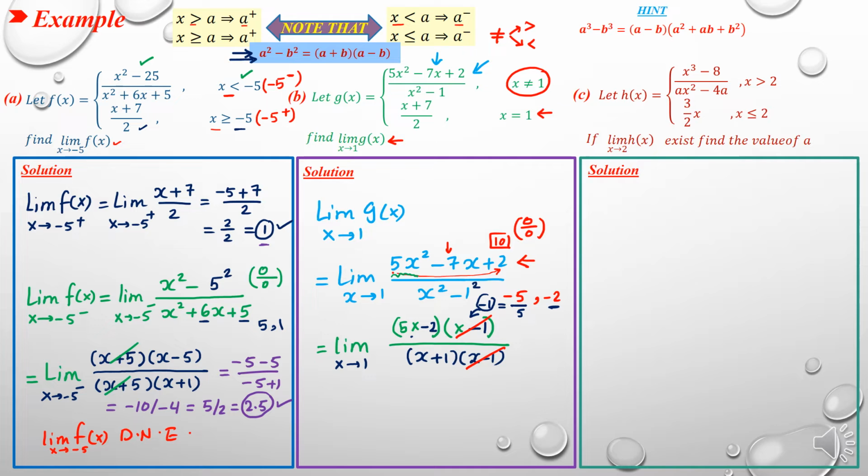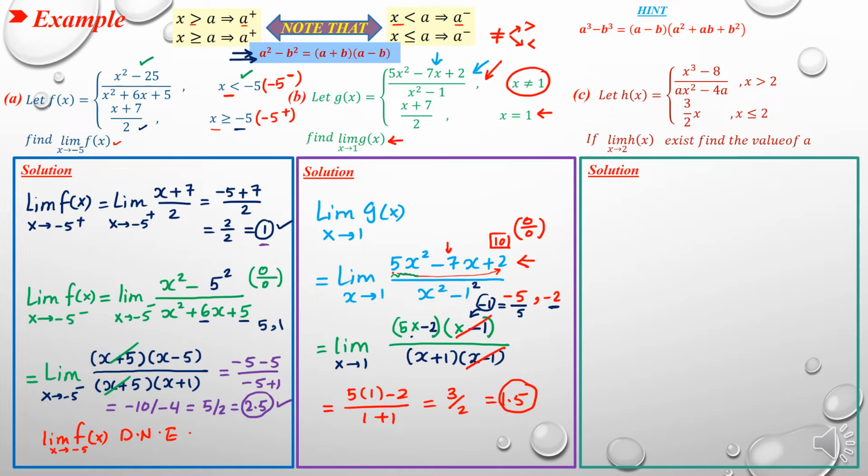So we have 5x minus 2 over x plus 1. Now you have to plug in x equal 1 inside the function. You will get 5 times 1 minus 2 divided by 1 plus 1, and this gives us 3 over 2, which is 1.5. So the limit exists and equals 1.5. Here we don't have 1 from right and 1 from left because we have not equal. You have to compute the limit from not equal piece. And this is the end of part B.